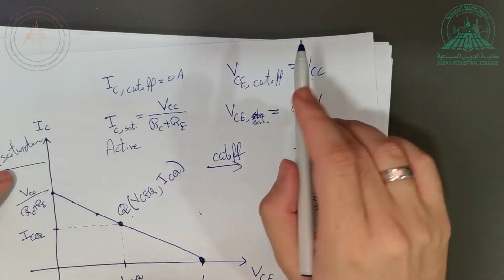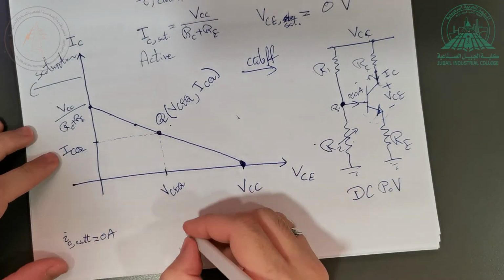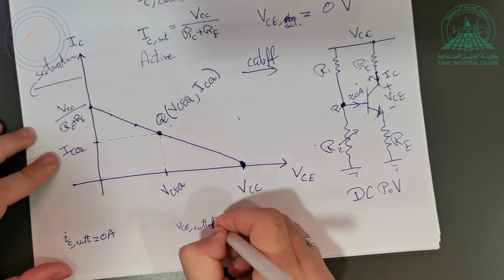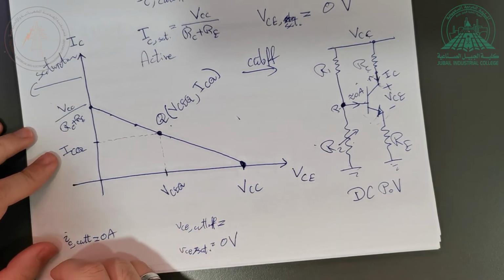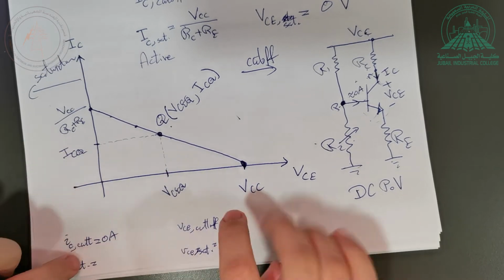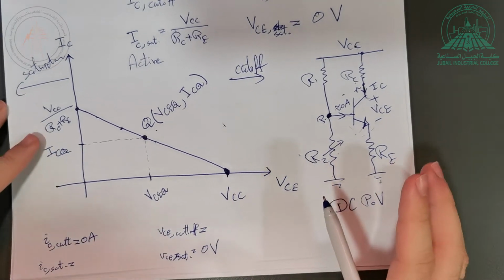The only thing that you have to get is this and this. Under the AC, they are going to be VCE in cutoff and IC in saturation. These are the two things that you have to find. This is 0 volt, this is 0 ampere always.